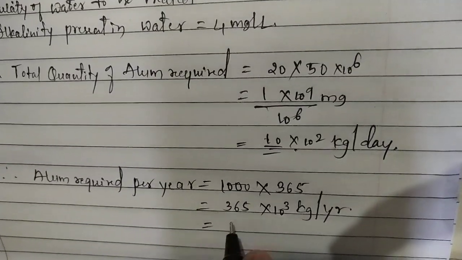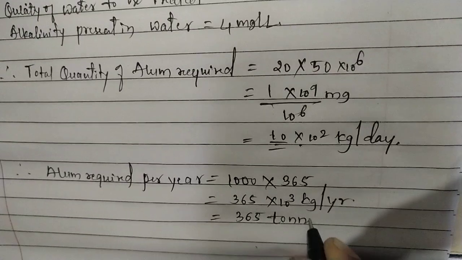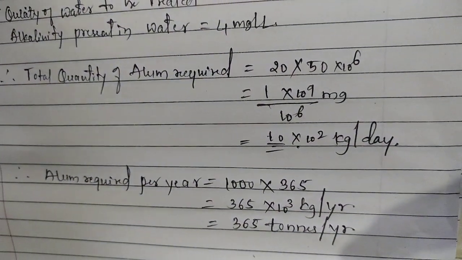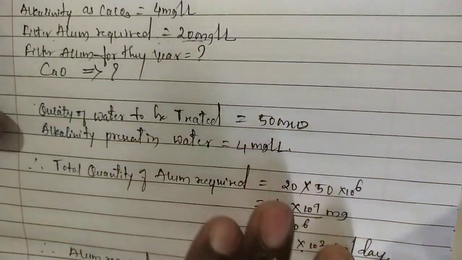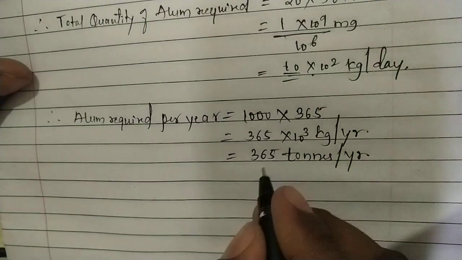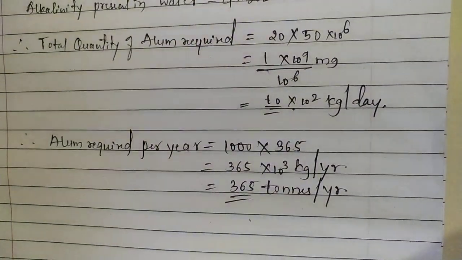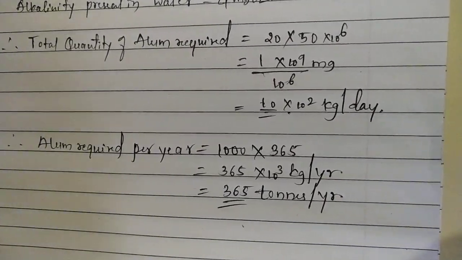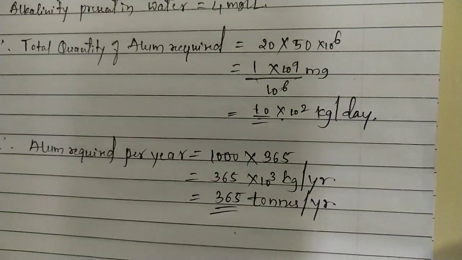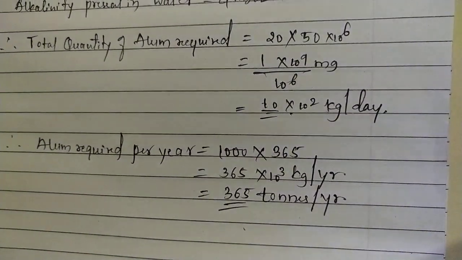Otherwise you may say 365 tons per year. Okay, so this is the alum required per year. So this is over. Now we got 365 ton for the year. For the year we require 365 ton of alum to treat the 50 MLD of water. So this is the quantity of filter alum required for the year.